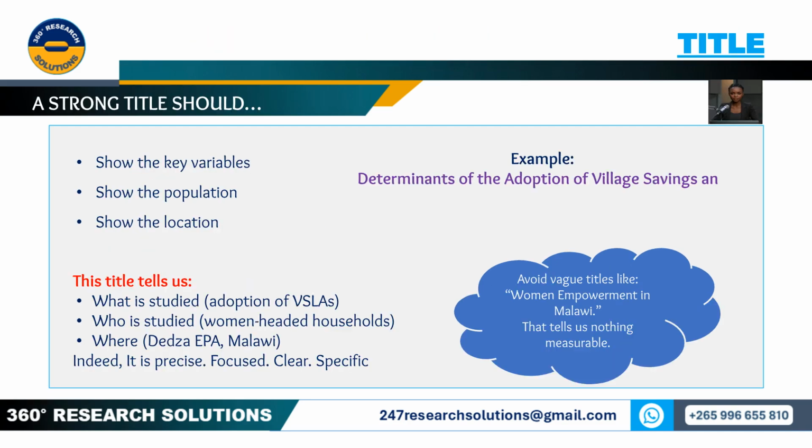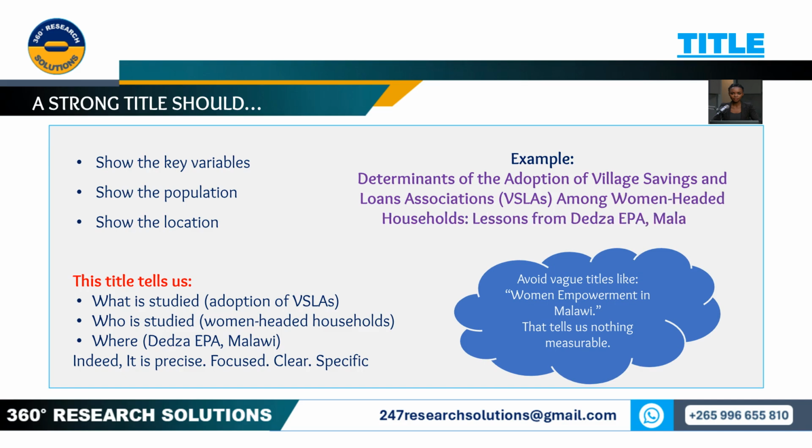A strong title should show the key variables, the population, and the location. For example, a precise title is Determinants of the Adoption of VSLAs Among Women-Headed Households, Lessons from Dedza EPA, Malawi. Avoid vague titles like Women Empowerment in Malawi, which lack measurable focus.